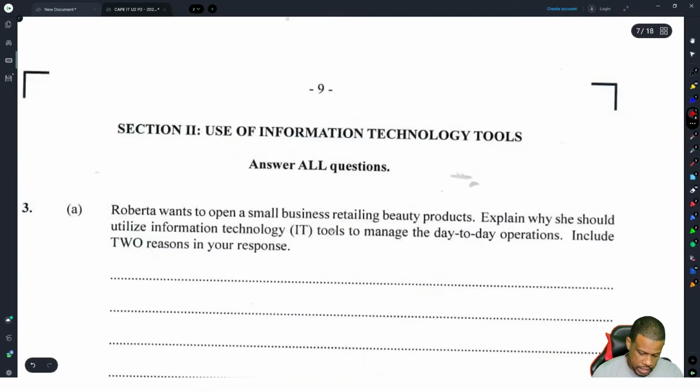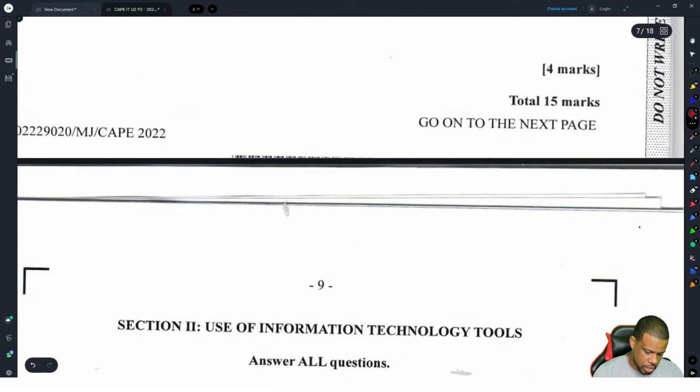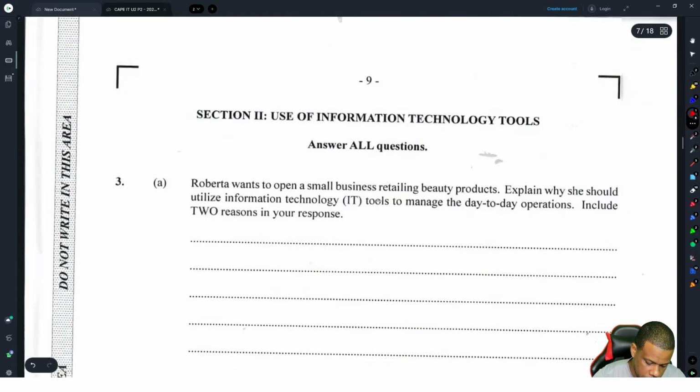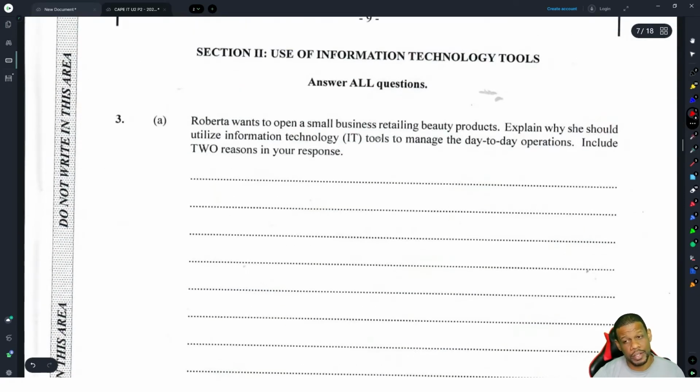All right, this is the 2022 paper, IT Unit 2. So we're on to Module 2. This module is the one where you usually have to do a lot of writing because they have a lot of explaining to do and a lot of words. Very, very wordy.